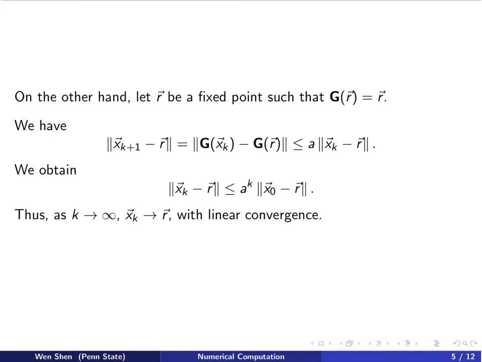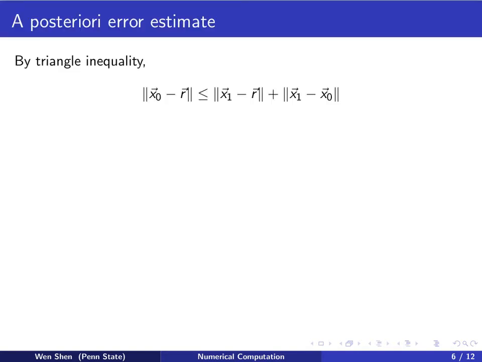If you consider the distance here as the error, you see the error at k plus 1 is bounded by a number times the error at k. Therefore, we have a linear convergence. One can also derive some interesting a posteriori estimates.